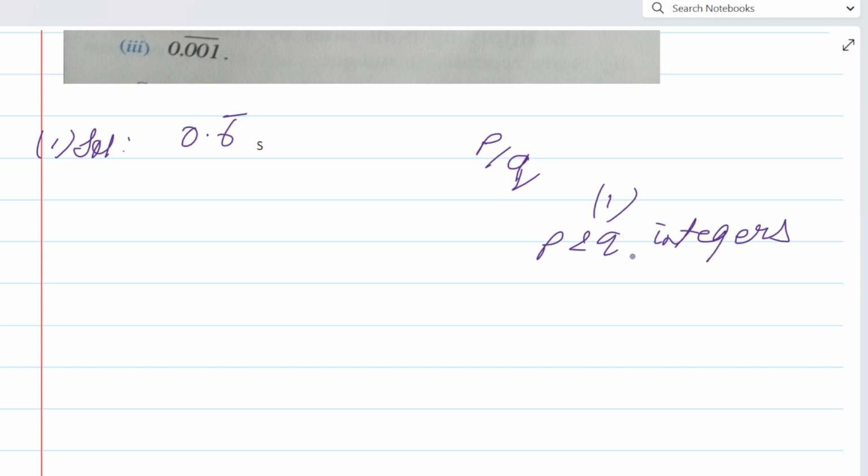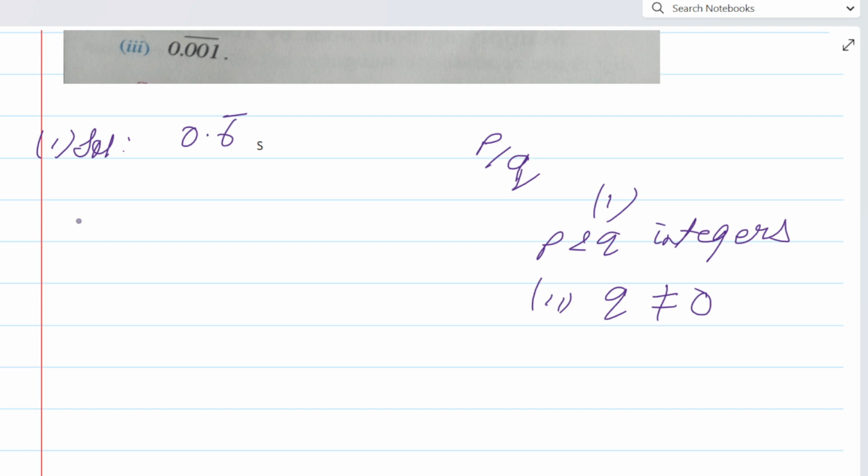All the negative numbers, positive numbers including 0. The second condition says that the denominator, that is q, should not be 0. That means we have to show this is a rational number, because these are the conditions of a rational number, isn't it? What is a rational number? A rational number is of the form p by q where p and q are integers and q should not be 0. So we have to show that this is a rational number. Okay, let's do it very quickly.